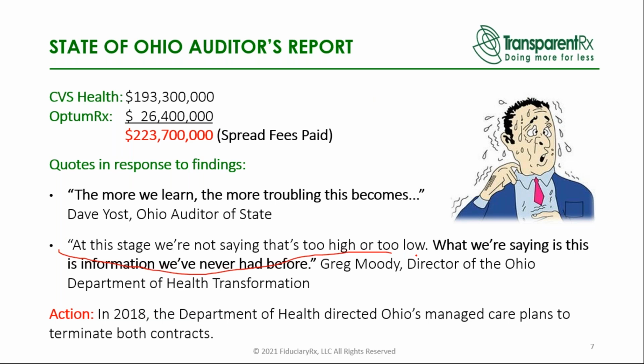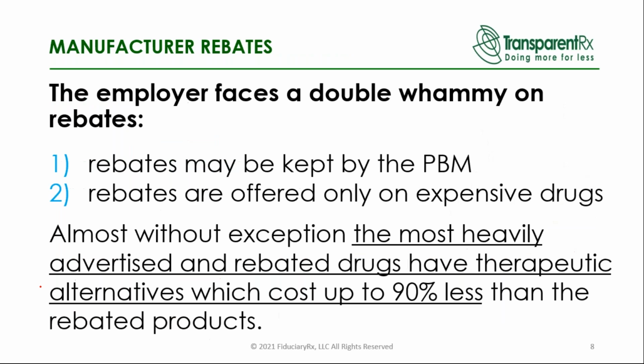He said, we're not saying this is too high. We're saying this is information we've never had before. He would tell you it's information they never requested, and more importantly, they never demanded before. And when they got it and saw how much money the PBMs were keeping, they terminated those contracts essentially on the spot. So the state of Ohio was only looking at spreads in that particular report.